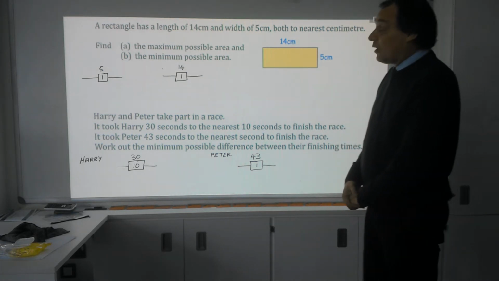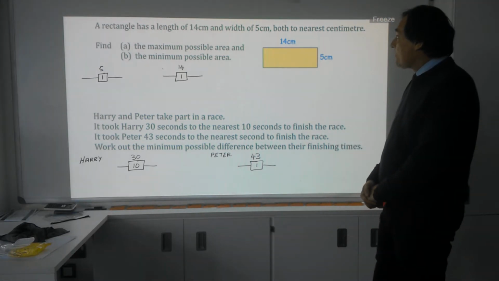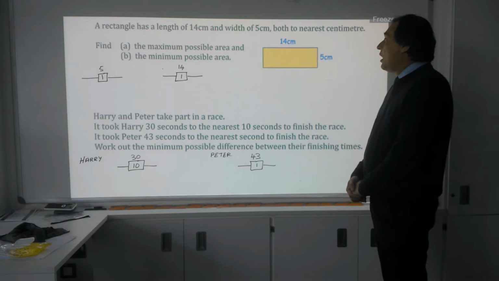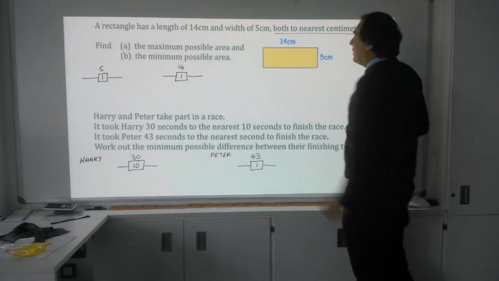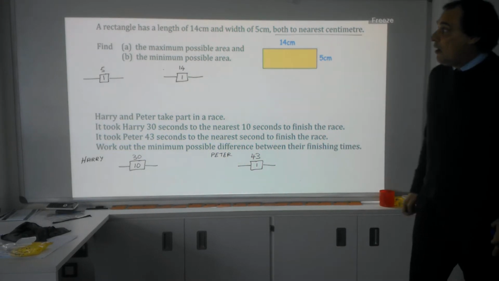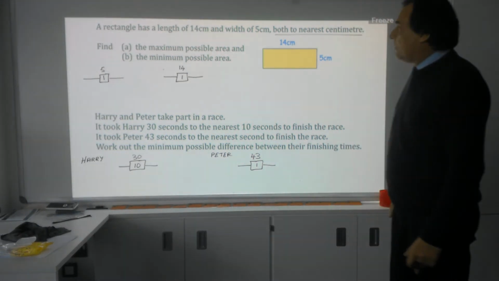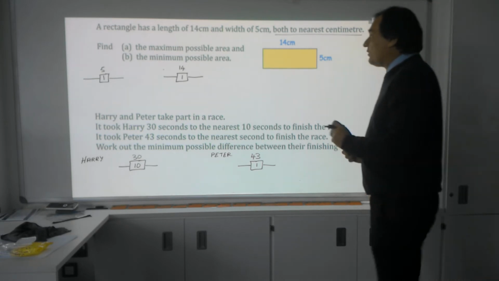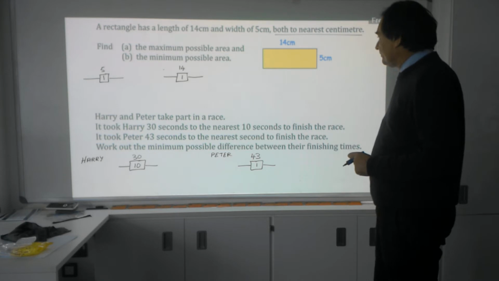We've got a rectangle. It's got a length of 14 centimetres and a width of 5 centimetres. Both to the nearest centimetre. That's a bit key there, so let's underline it. Find the maximum possible area and the minimum possible area. So to do that, we've now got to look at the upper and lower bounds of each dimension.